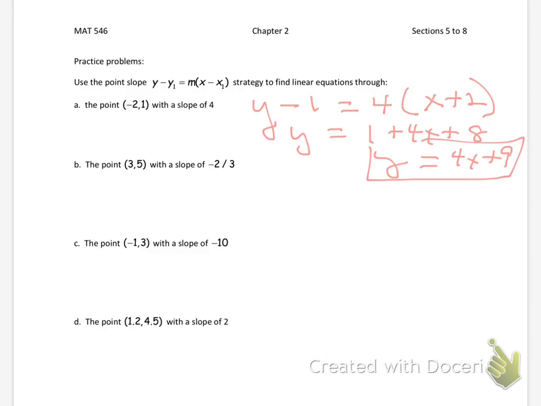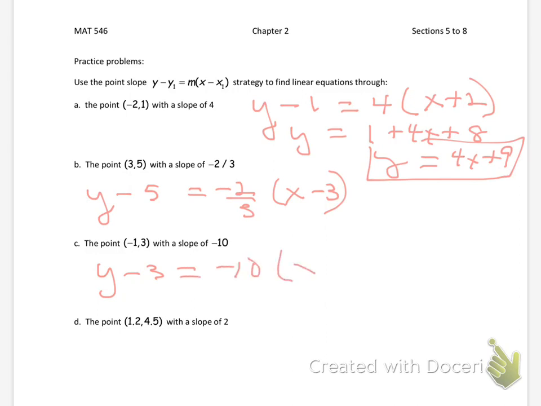Okay, I'm just going to set up these other ones, and then you can do them at your leisure. y minus 5 equals negative 2/3 times x minus 3. y minus 3 equals negative 10 times x plus 1. y minus 4.5 equals 2 times x minus 1.2. So work on those. I've given it to you set up in point-slope form. Use your algebra skills to convert the form to slope-intercept form.